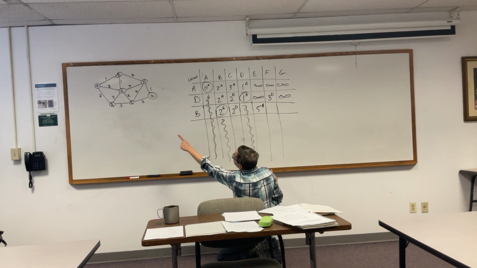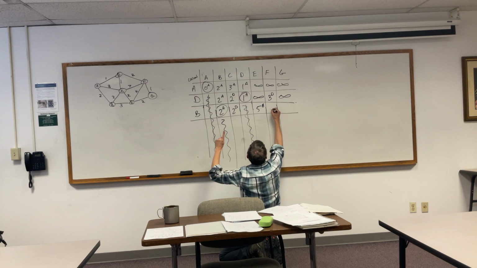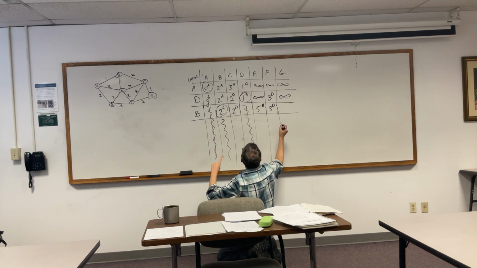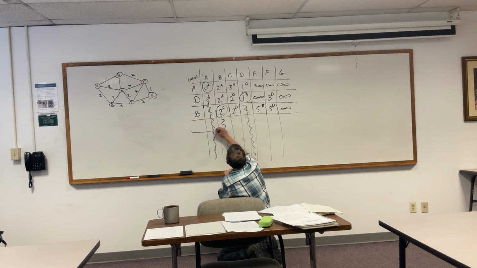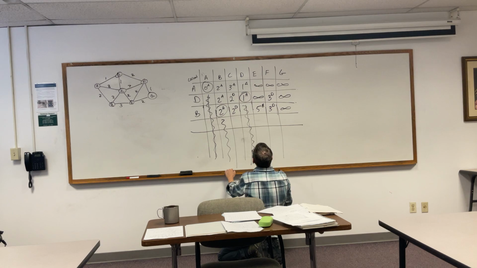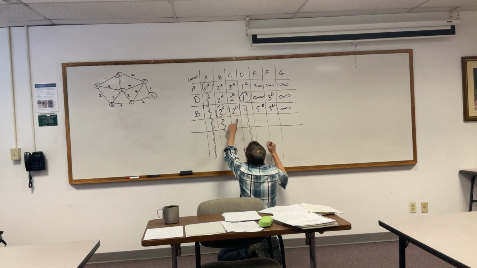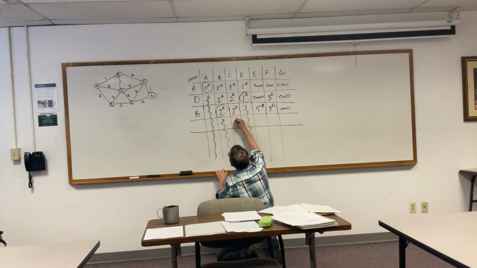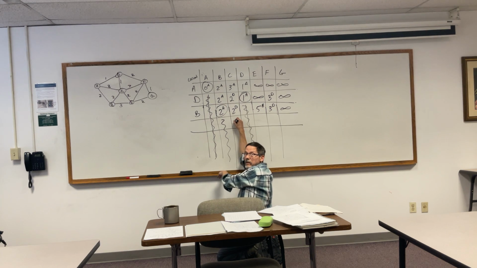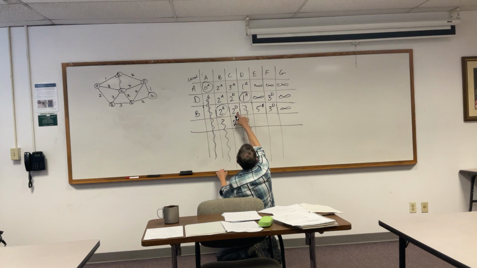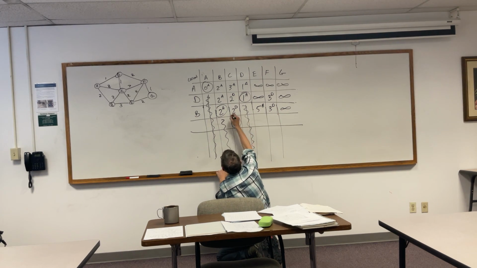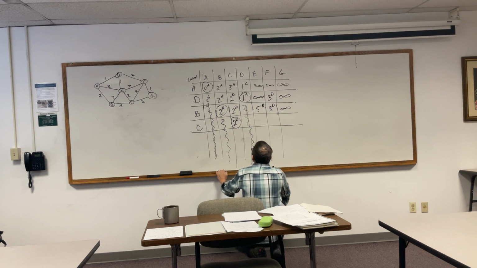B to F, can't do it. So just bring down the 3D. And B to G can't be updated. So do we all agree that our next current node is gonna be C? That's my minimum out of 2, 3, and 5, and infinity. That's the winner. So my next node I move to is C.